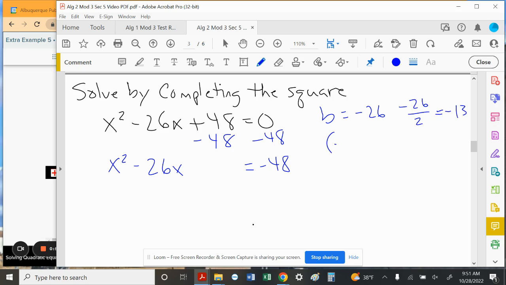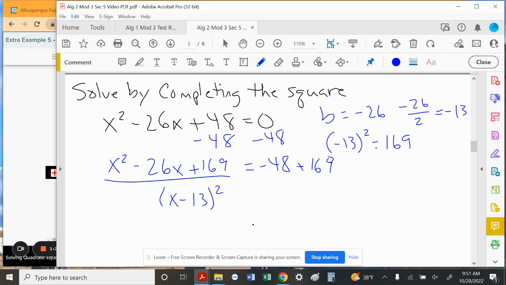And then we're going to square the negative 13. That is 169. And then what we're going to do is add 169 to both sides. The reason why we add 169 to both sides is because we have to even out the problem. If we add it to the left, we have to add it to the right. So now, knowing that, I can factor this right away without having to think about it. It's x minus 13 quantity squared.